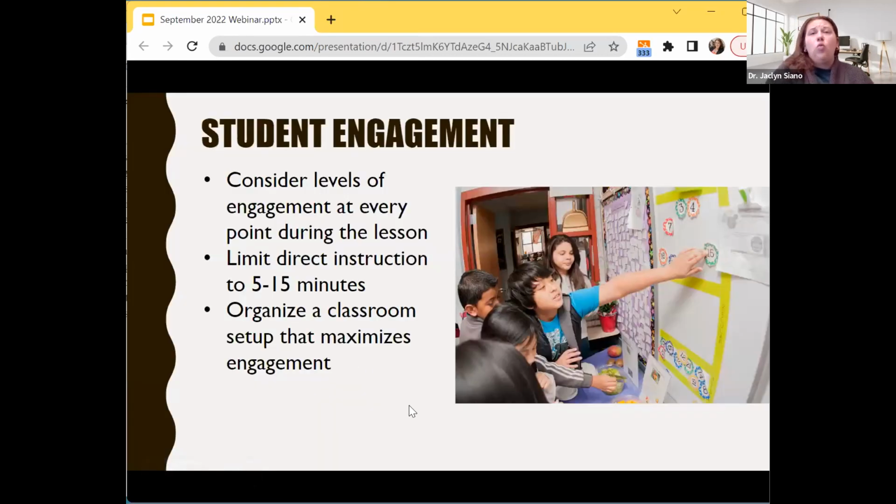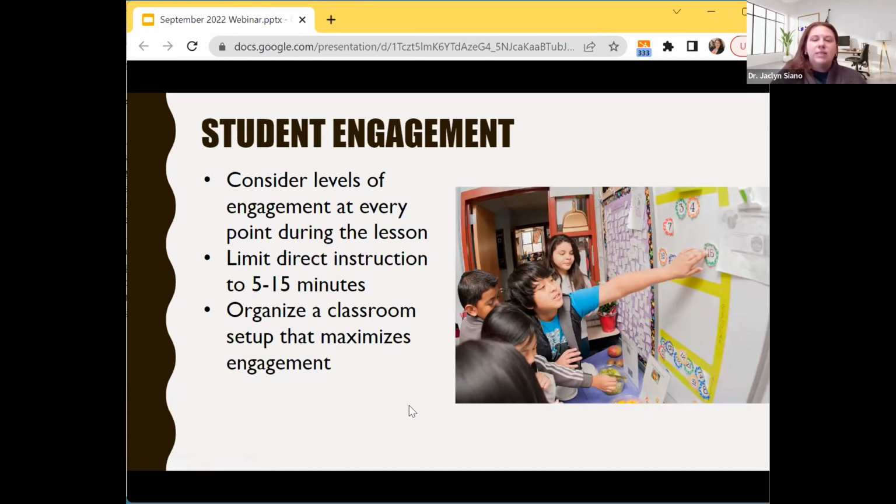Student engagement. So we want our students active. We want our students engaged in whatever activities we're doing. But this does tie directly to classroom management because we don't want them to be doing something different every 3 minutes, because then it can become chaotic. So we do want to consider how engaged our students are going to be during every point of the lesson.